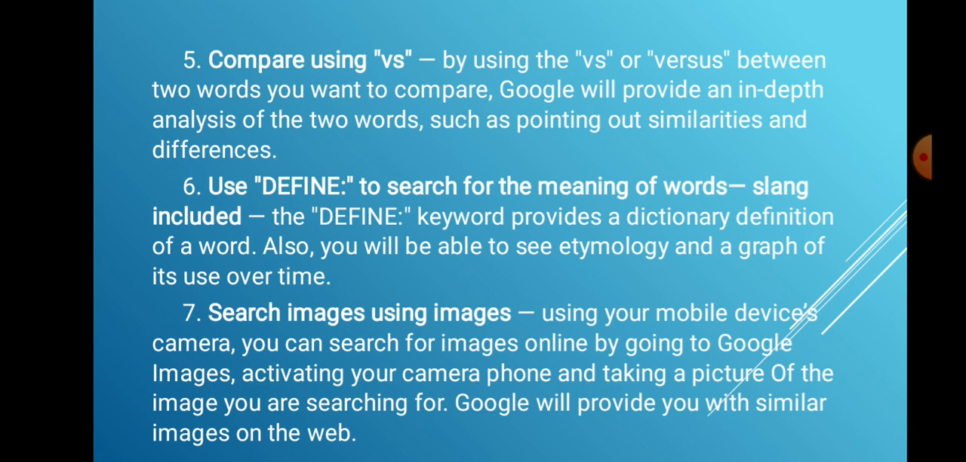6. Use define. To search for the meaning of a word, slang included, the define keyword provides a dictionary definition of a word. You will also be able to see its etymology and a graph of its use over time. 7. Search an image using your mobile device's camera. You can search for an image online by going to Google Images, activating your camera phone and taking a picture of the image you are searching for. Google will provide you with similar images on the web.